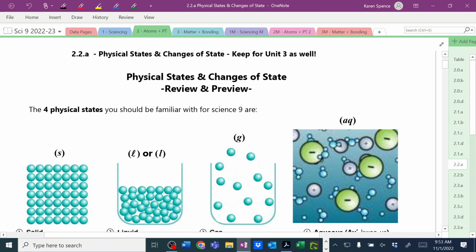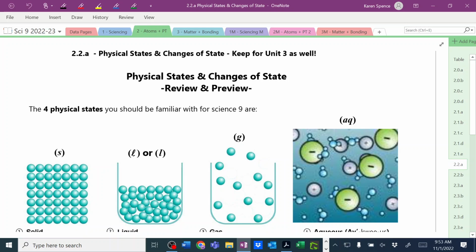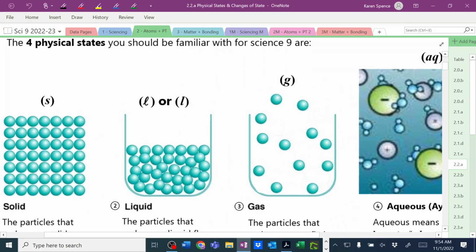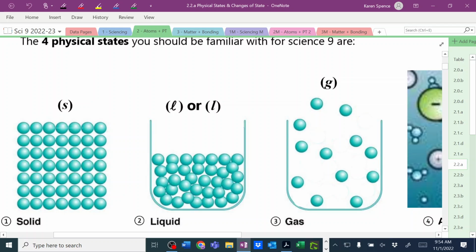Okay, so we have 4 physical states that you should be familiar with in Science 9. You probably learned at least 3 of them in Science 8. And those are solid, liquid, gas. So you are responsible for knowing the symbol for solid, liquid, and gas. And it's really, really hard because we represent solid with the letter S. We represent liquid with the letter L and gas with the letter G. And we put them in little brackets.